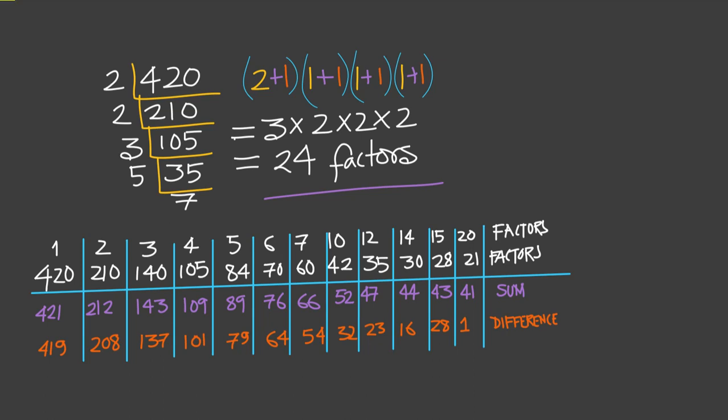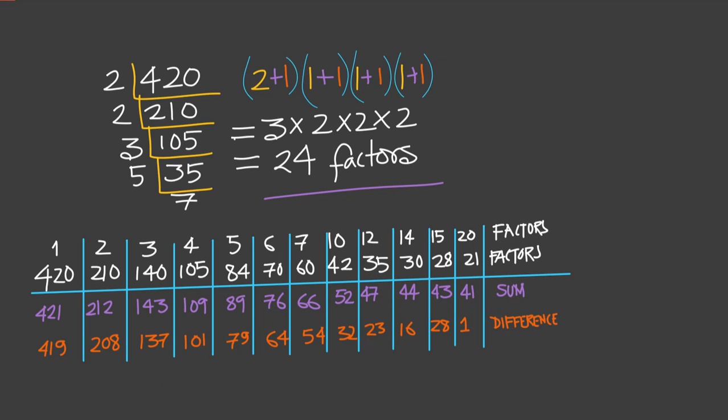That means there are 12 such possibilities which will give us 35 into 12, that is 420. 12 such pairs will be there. 24's half is 12, right? So how many pairs will 24 factors have? 12 pairs, right? One pair has 2, so 12 pairs will have 24. So since there are 24 factors, there will be 12 pairs, and I have written those pairs separately.